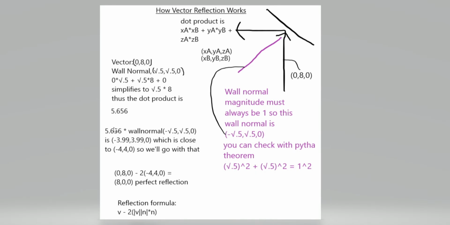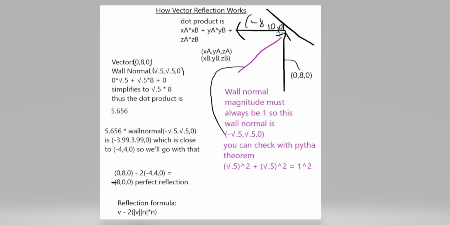Then you get our dot product multiplied by the wall normal, which is negative square root 0.5, square root 0.5, and 0, which will give you negative 3.99, 3.990, which is really close to negative 4, 4, 0. We'll go with that. We get our original vector 0, 8, 0 subtracted by this vector multiplied by 2, which will get us 8, 0, 0, or negative 8, 0, 0. I messed up. It should be negative right here. Negative 8, 0, 0, which looks perfect here because this up arrow is 0, 8, 0, and then it's going backwards by negative 8, 0, 0.